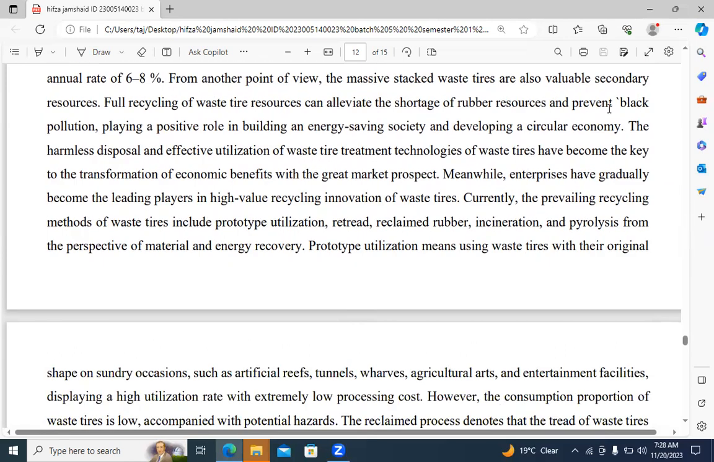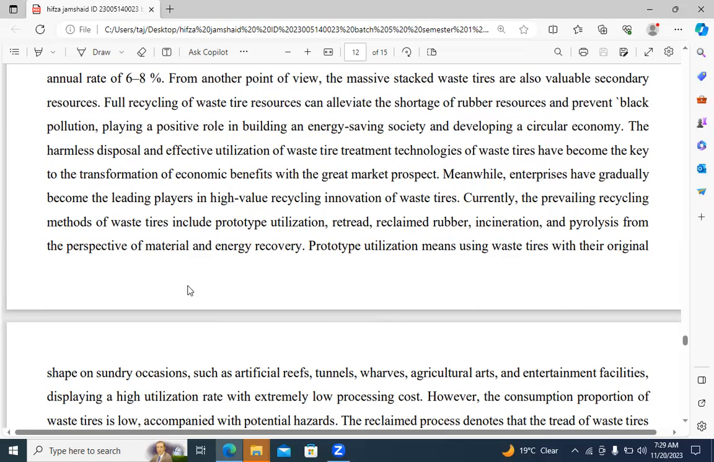There is black pollution. We have to play a positive role in that. We have to make our environment eco-friendly. The harmful disposal and effective utilization of waste treatment technology: we have to apply some technologies on that and make economic benefits.